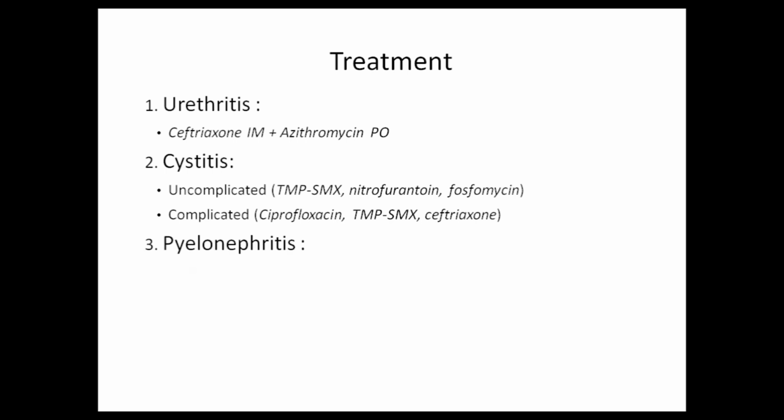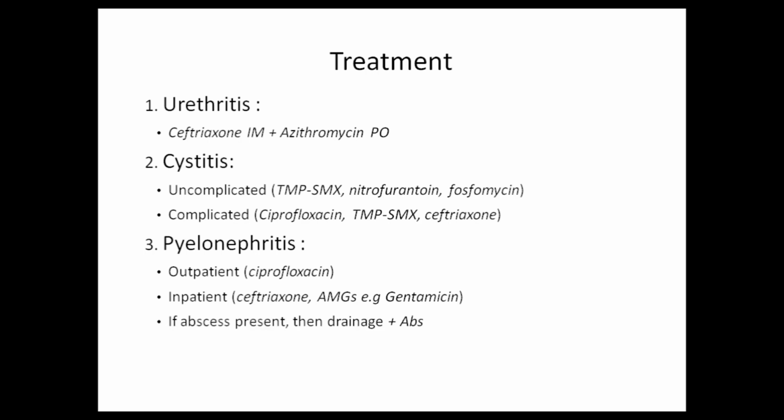The third one is pyelonephritis. The treatment of pyelonephritis will depend on whether the patient is outpatient or inpatient. In outpatient, we will use ciprofloxacin, and in inpatient, we will use ceftriaxone as well as aminoglycosides, for example, gentamicin. If an abscess is present, then we should do drainage, and you should also use antibiotics. We can also take a culture of the abscess to find which antibiotic the bacteria is sensitive to, and then it can be treated much better.